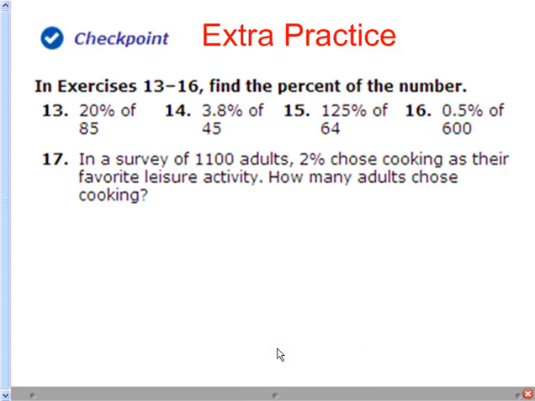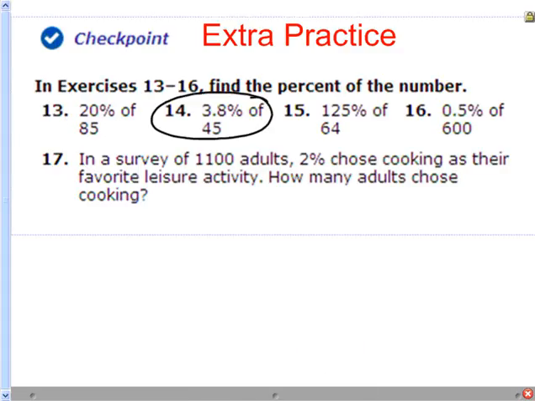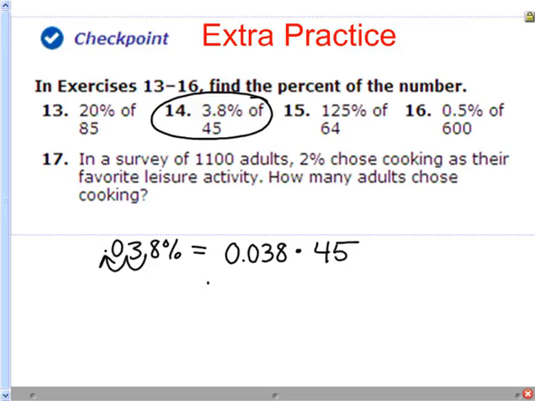Let's try another one, number 14. 3.8% of 45. Well, I'm going to have to translate 3.8% into its decimal form. Moving the decimal point to the left twice, I'm getting 38 thousandths is 3.8%. And 3.8% of 45 would involve this multiplication.